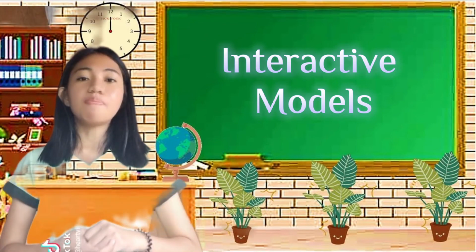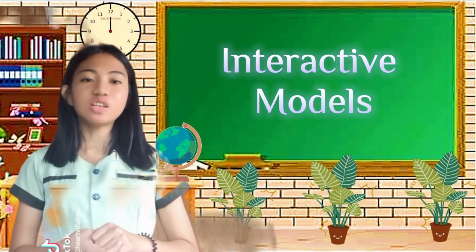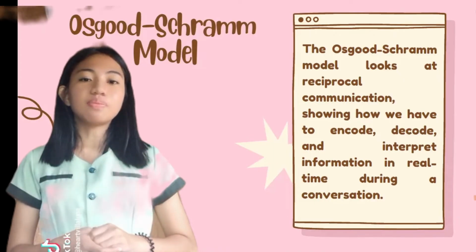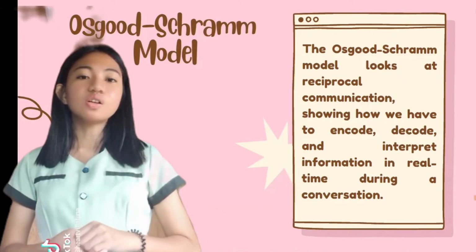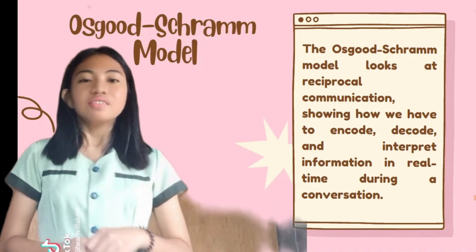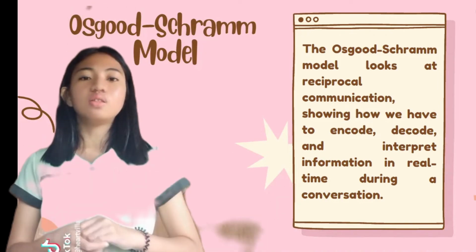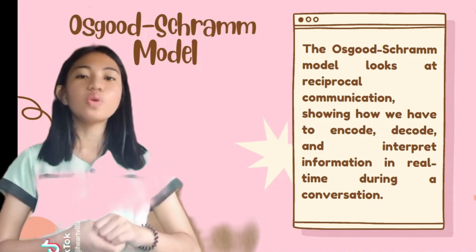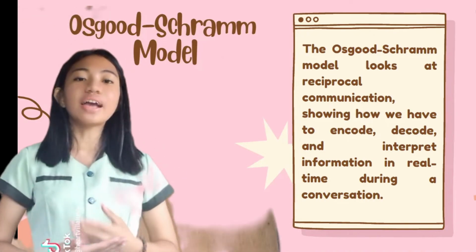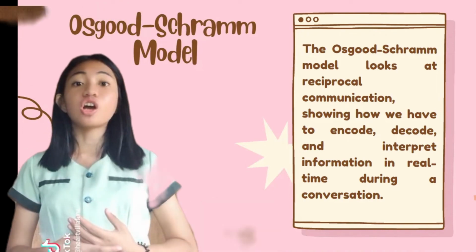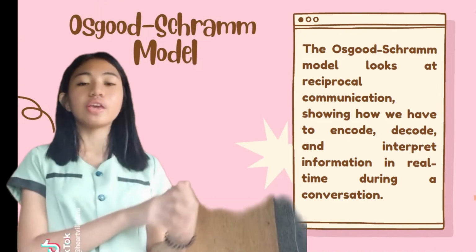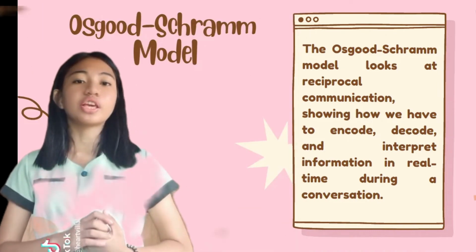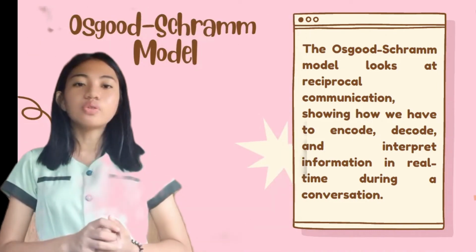Interactive models are best for explaining impersonal two-way communication processes. For the interactive models, we have Osgood-Schramm's model. The Osgood-Schramm model looks at reciprocal communication, showing how we have to encode, decode, and interpret information in real time during a conversation. The Osgood-Schramm model explores communication that is equal and reciprocal.